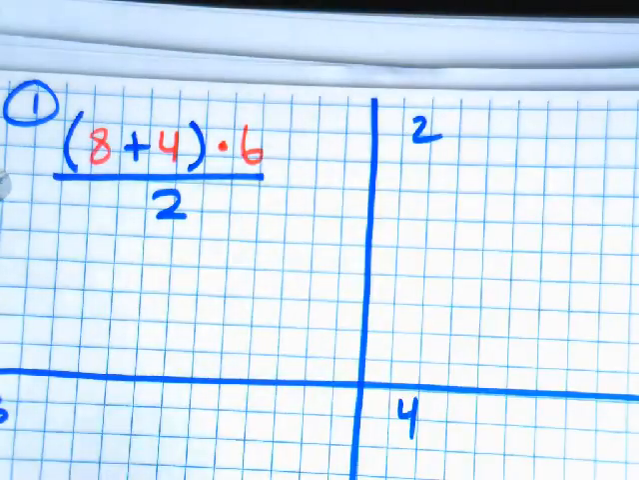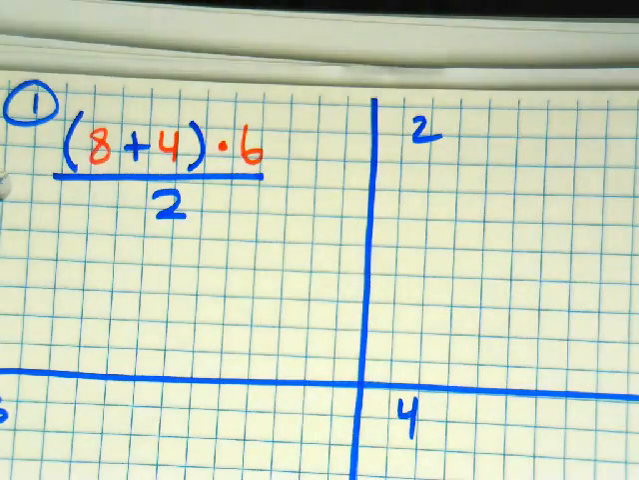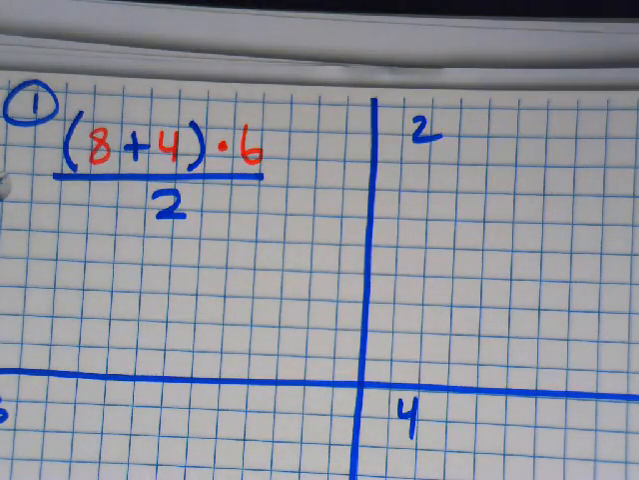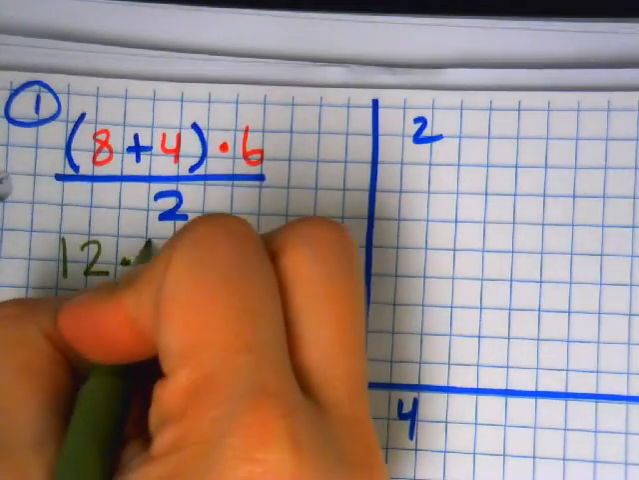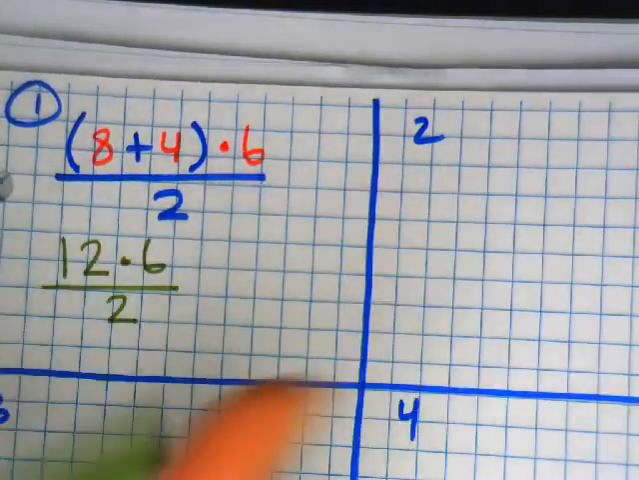6. So in your notebook, you're going to show the work. You're going to show us like, hey, these are the numbers I plugged in. Because if you make a mistake, we can see like, oh, you put the 6 in the wrong spot or whatever. All right, what's 8 plus 4? 12 times 6 divided by 2.